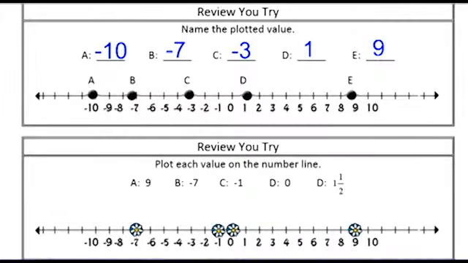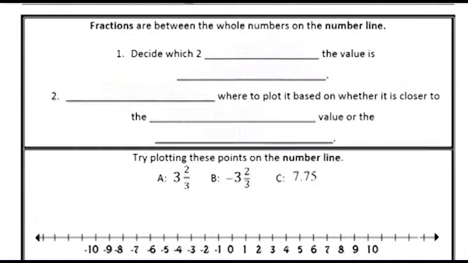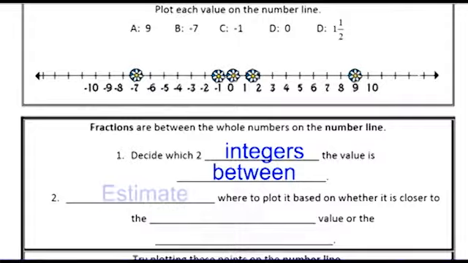Let's look real quick at plotting fractions and decimals. In order to plot fractions, you need to decide which two integers the value is between. So in this case, my integers were 1 and 2. 1.5 was bigger than 1, but less than 2. Then you estimate where to plot. In this case, it was about halfway between 1 and 2. You want to see whether it's closer to the bigger value or the smaller.